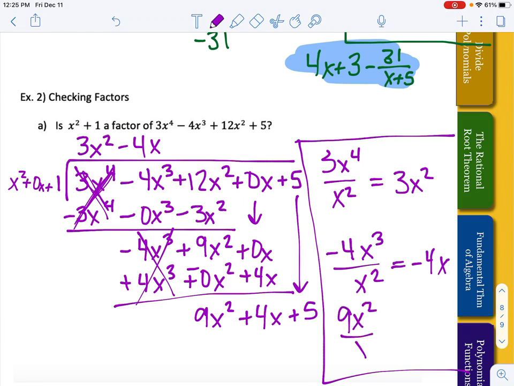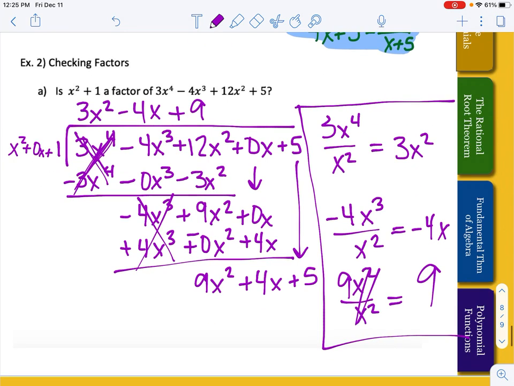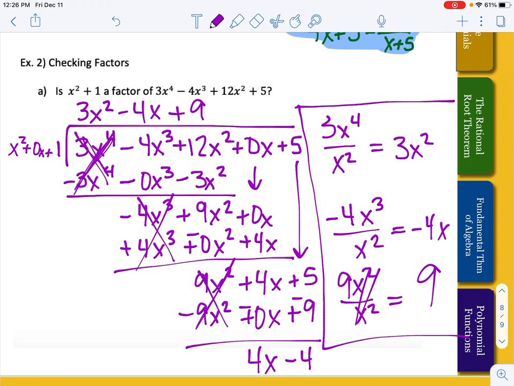Once again, 9x squared divided by x squared leaves us with simply 9. So we put a plus 9 up top. Multiply the 9 through to each term over on the side, and we have 9x squared plus 0x plus 9. Switch our signs. Cancels out. We end up having 4x minus 4.